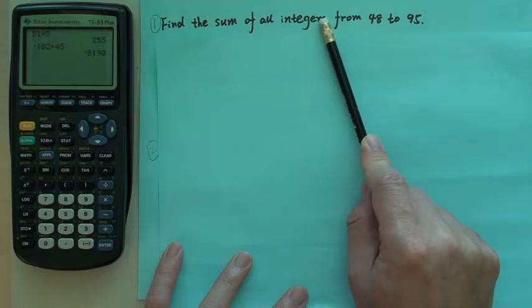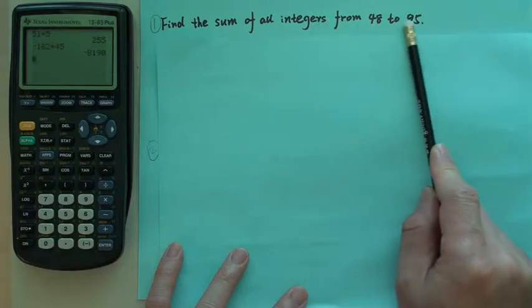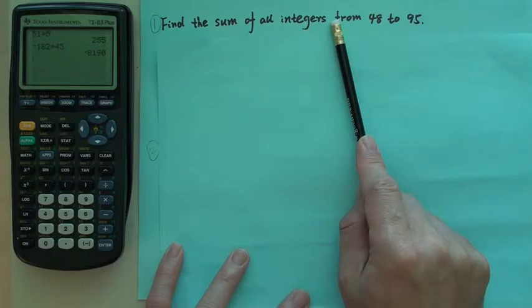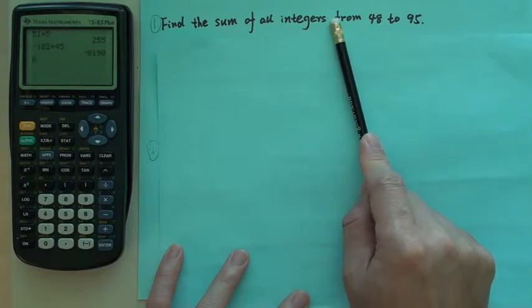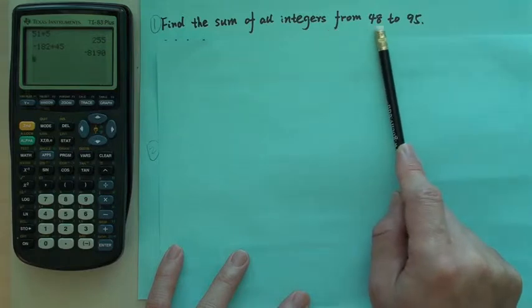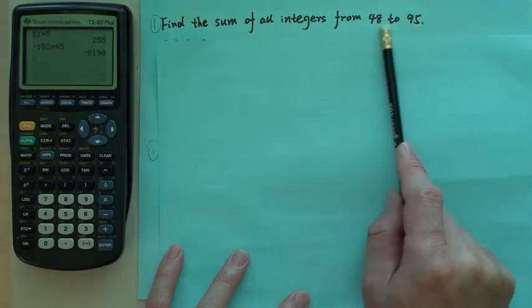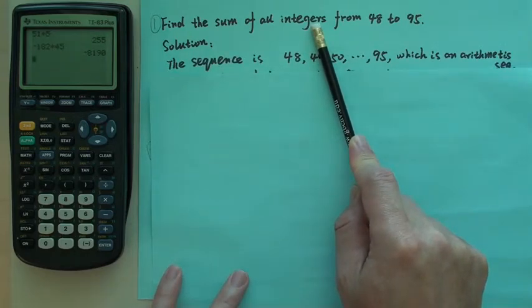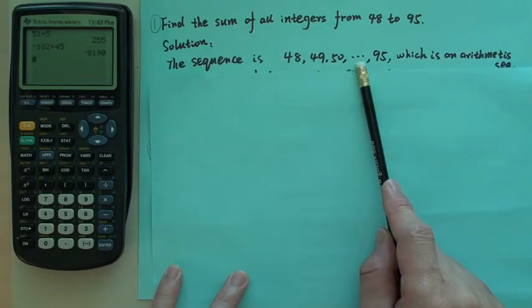That's not an easy job for you to do. You may spend a day and may not get the correct answer if we do not use the knowledge right here. First of all, from 48 to 95, the sequence will look like this: 48 to 95.